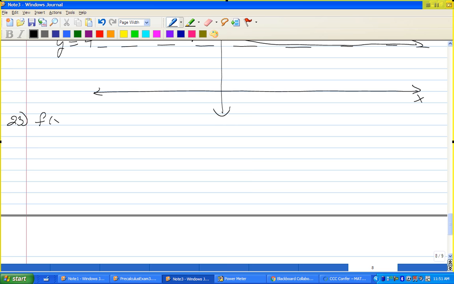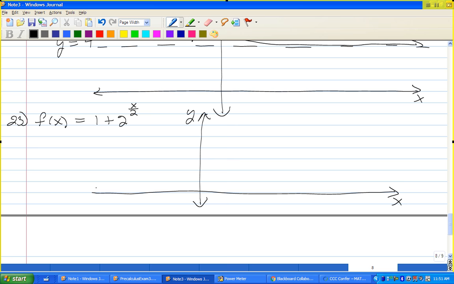F of x equals 1 plus 2 to the x over 2. So we look at the graph of y equaling 2 to the x. We stretch the x-axis by a factor of 2, and so it's going to be a little wider. And then we translate it up in the y direction by 1, so it's going to look something like the following.